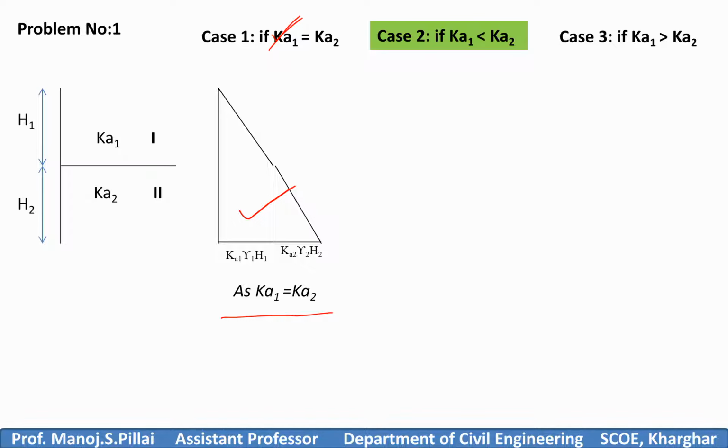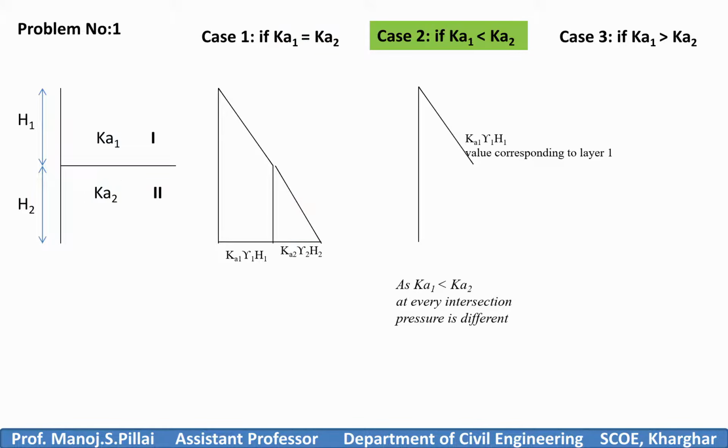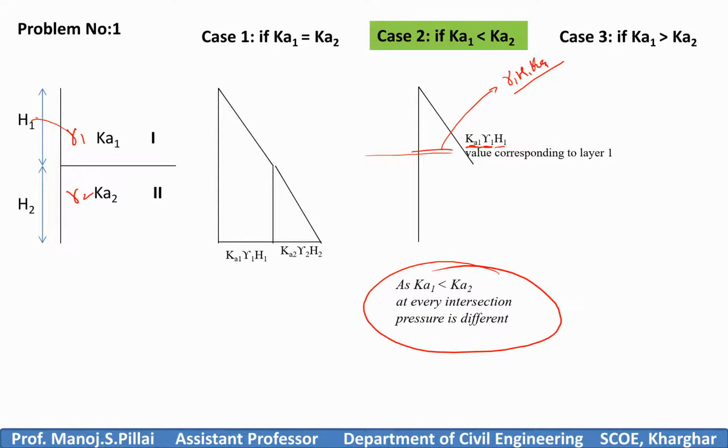Now if Ka1 is less and Ka2 is more, it means this one is lower and this one is higher. So what will happen, let's see. Now for layer number 1 it is the same thing, that is you have Ka1 gamma 1 H1. I told you 1000 times, this is equal to your vertical stress, that is gamma 1 H1. Gamma 1 is for here, gamma 2 is for here. Gamma 1 H1 into Ka1 gives this stress.